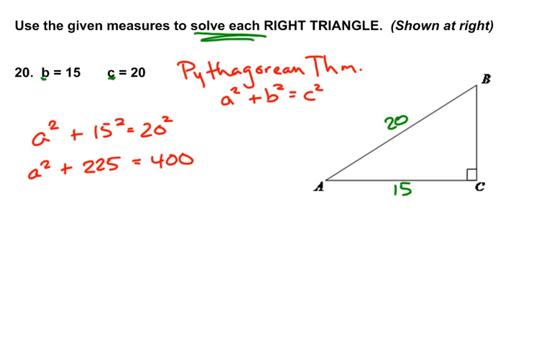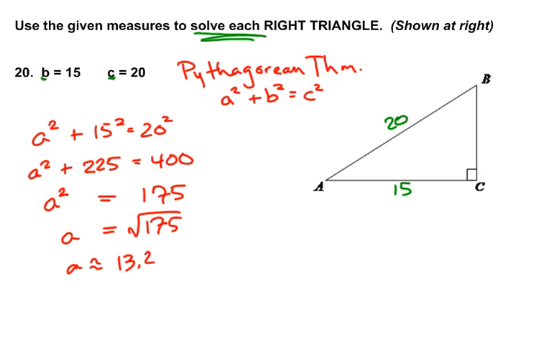So we would subtract the 225 over. So a squared is equal to 175. And a then would be the square root of that, which is about, rounding to tenths, 13.2. If you punch that in the calculator, you'll get something that rounds off to 13.2. So we're going to use that for right now as our measure for A.